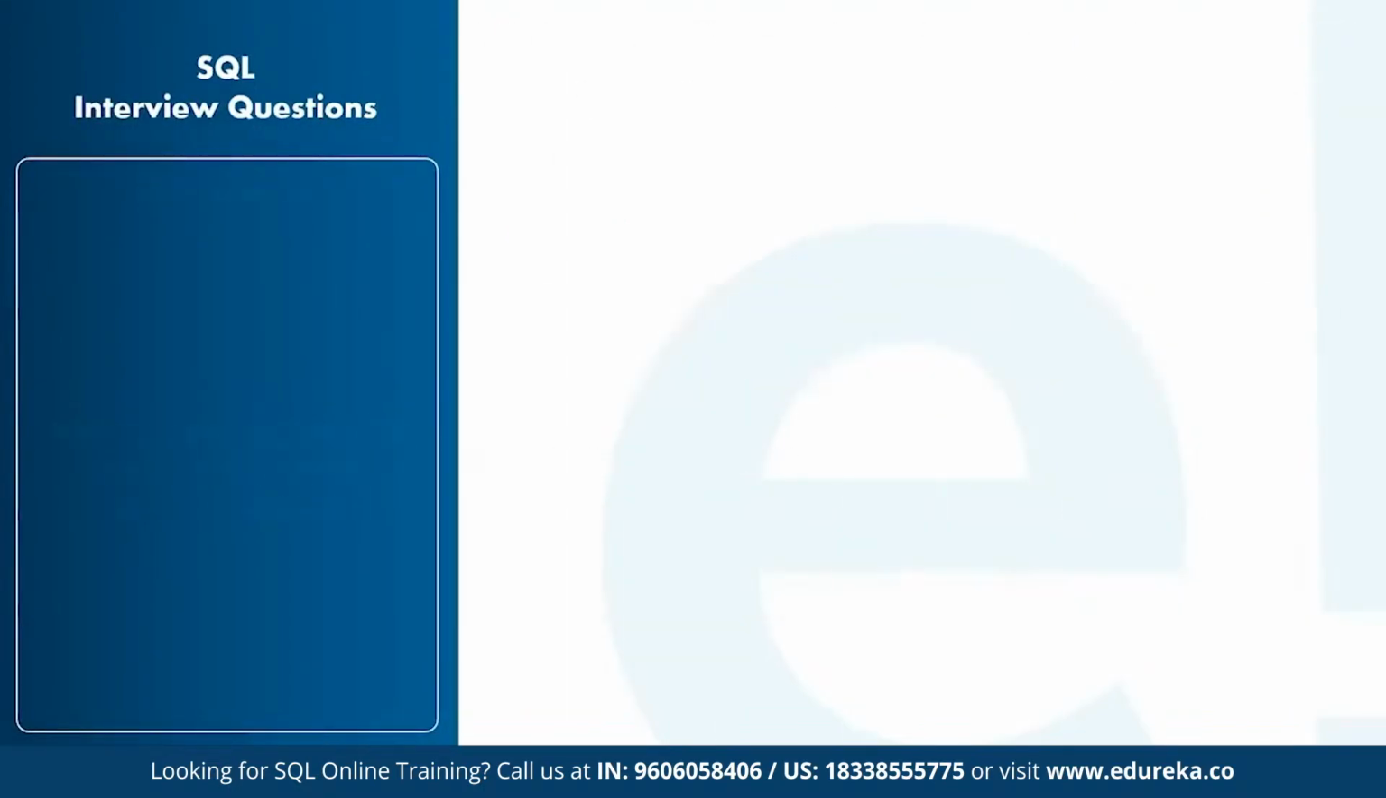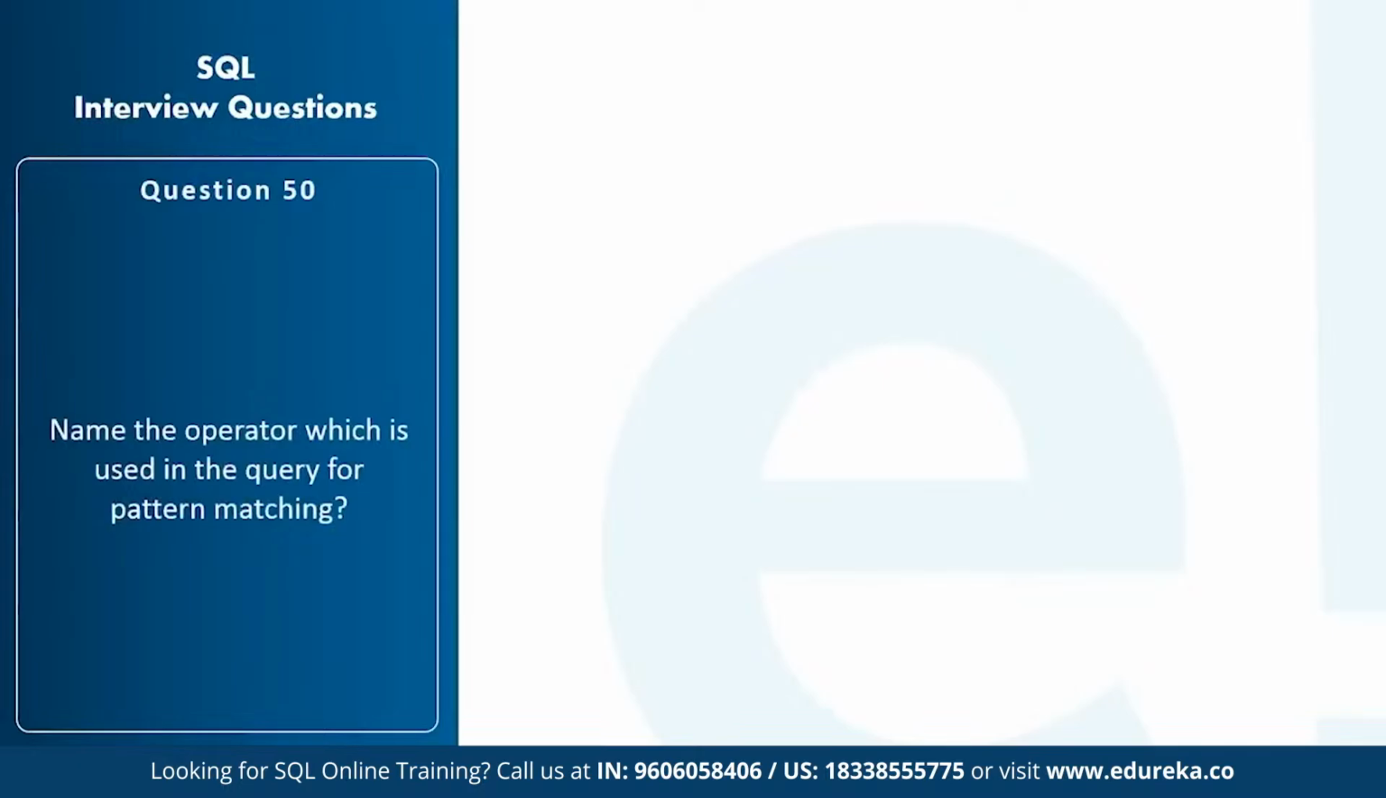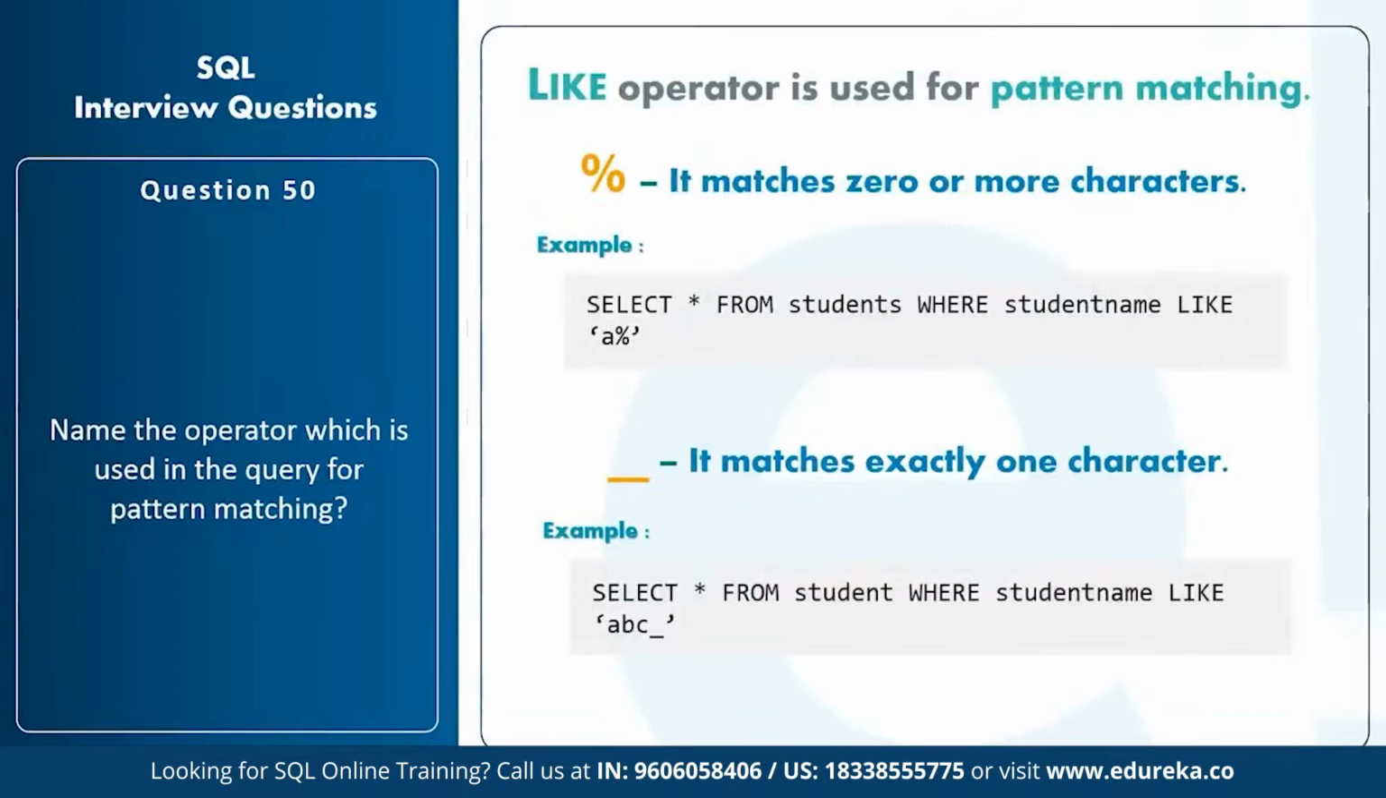Now let's move forward to the next question, that is, name the operator which is used in a query for pattern matching. The operator used in a query for pattern matching is basically the LIKE operator. In the LIKE operator, you can use either the percentage sign or the underscore sign. The percentage sign matches zero or more characters. If you use it in a query like select star from students where student name like 'A%', all those student names which start with A and end with any characters will be taken into account, and all the information related to those records will be retrieved.